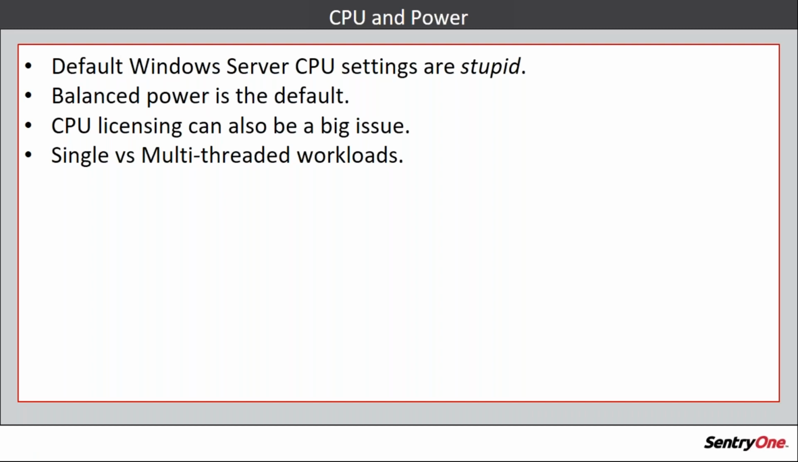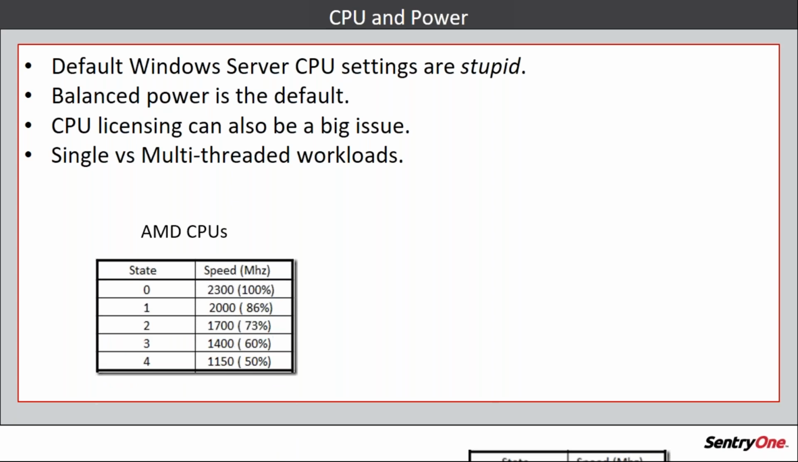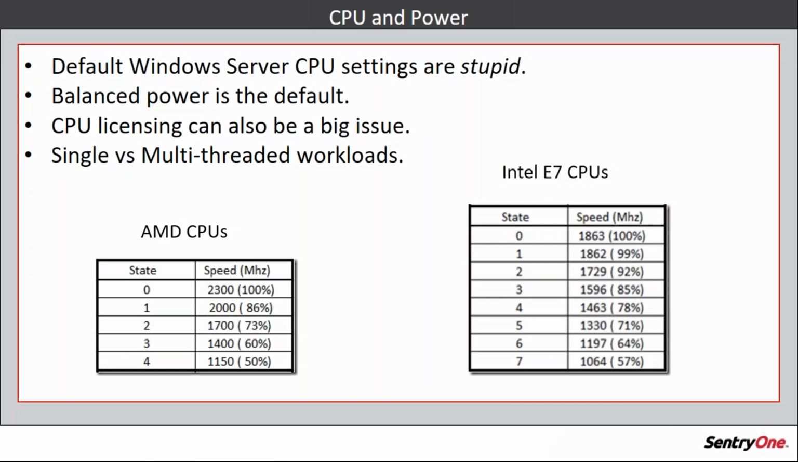So let's start with a little talk about CPU. And one of the things that is quite an annoyance is that the Windows Server default settings are really bad. It's strange because the fix is extremely easy, and yet it has never been changed inside of Microsoft Windows Server. The problem is that the balanced power setting is the default setting for how Windows Server will do its different workloads, right?